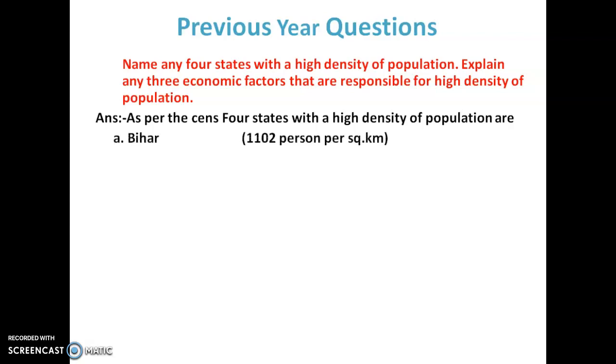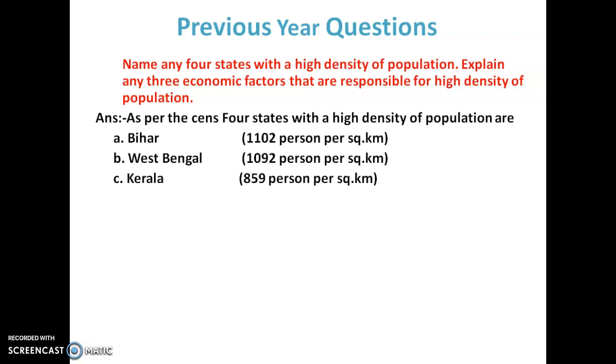So the first state in India, as per the census of 2011, Bihar is on the top in terms of density of population. In Bihar, 1,102 persons live per square kilometer. The second one is West Bengal, where 1,092 persons live in a square kilometer.